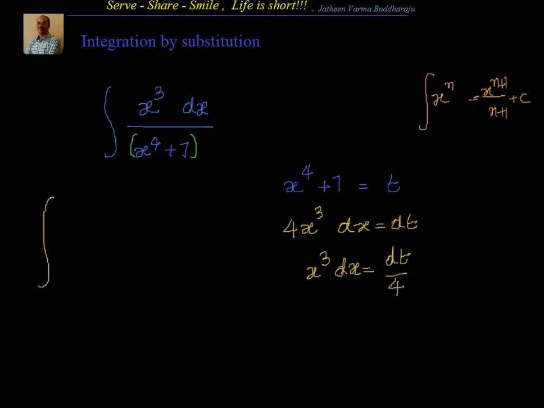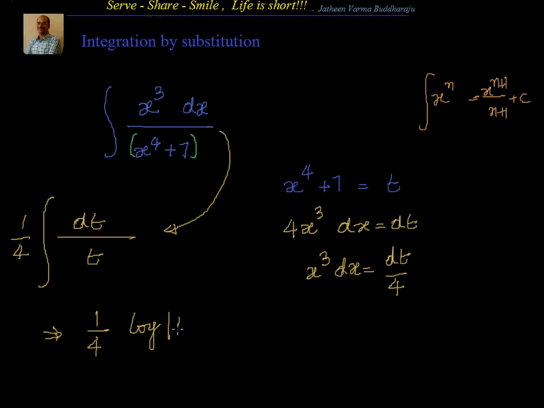Now I can keep that 4 outside. I can write 1 by 4, then I will have dt divided by x to the power 4 plus 7 is t. Now if you are able to understand how the given problem is transformed into a simple integral for which you know the answer already, we know that 1 by 4 integral of dt by t is log of t.